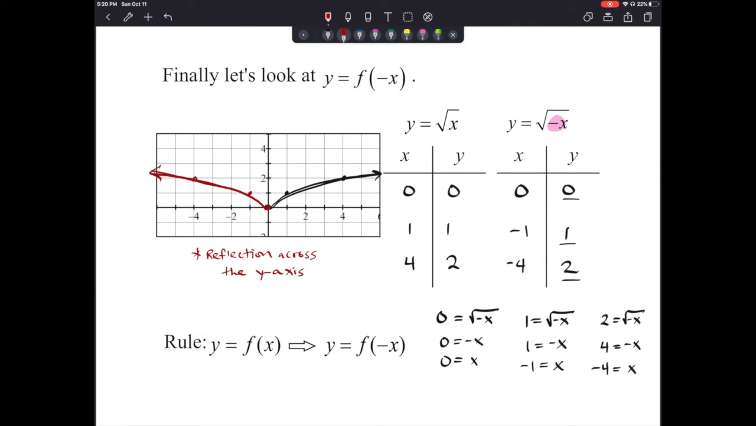So when we look at our rule, y is equal to f of x, and then say y is going to equal f of negative x. This would be our points for f of x, but when we transform this, we're going to end up with, let's see, 0, then 0, we had 1, and then it's negative 1, and then 4 and negative 4. So what's happening here is these are going to be opposites. So we're going to say negative x, comma, y.